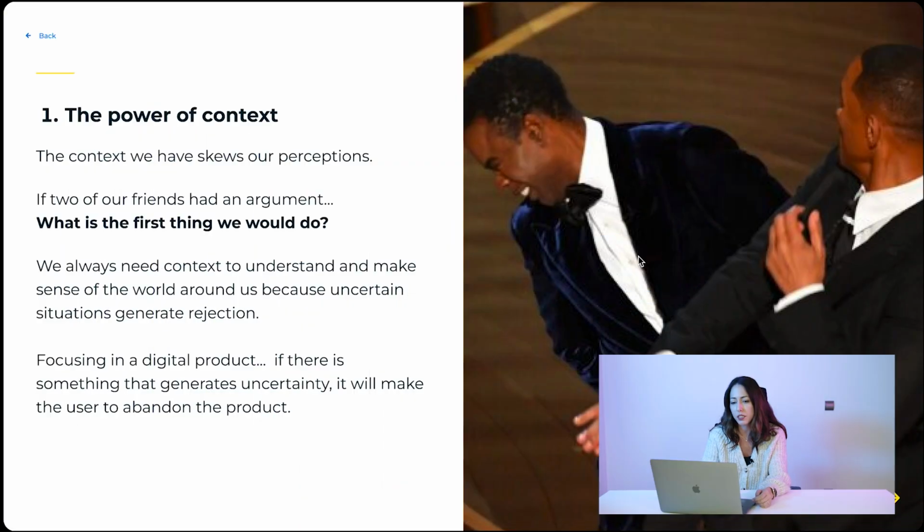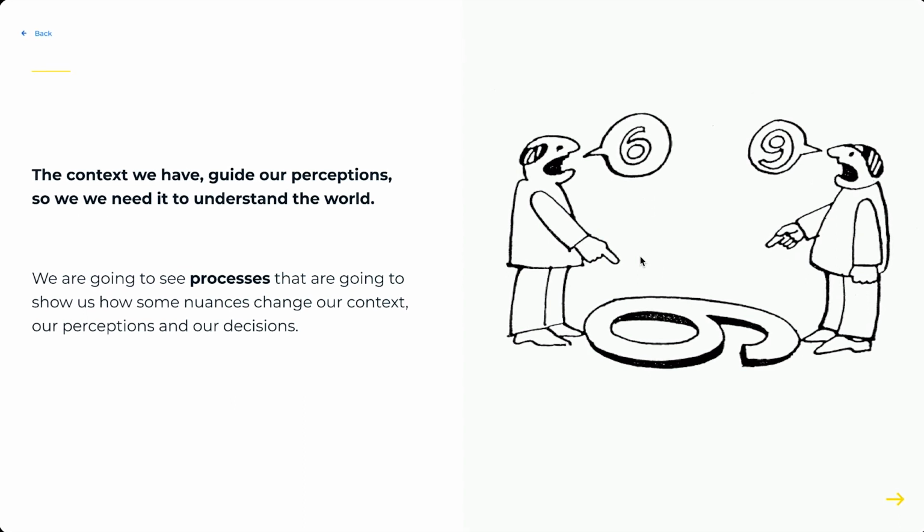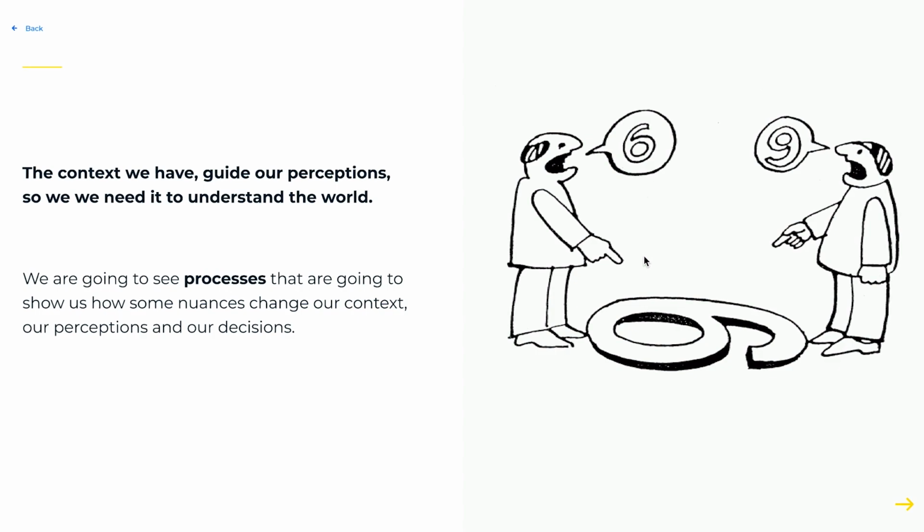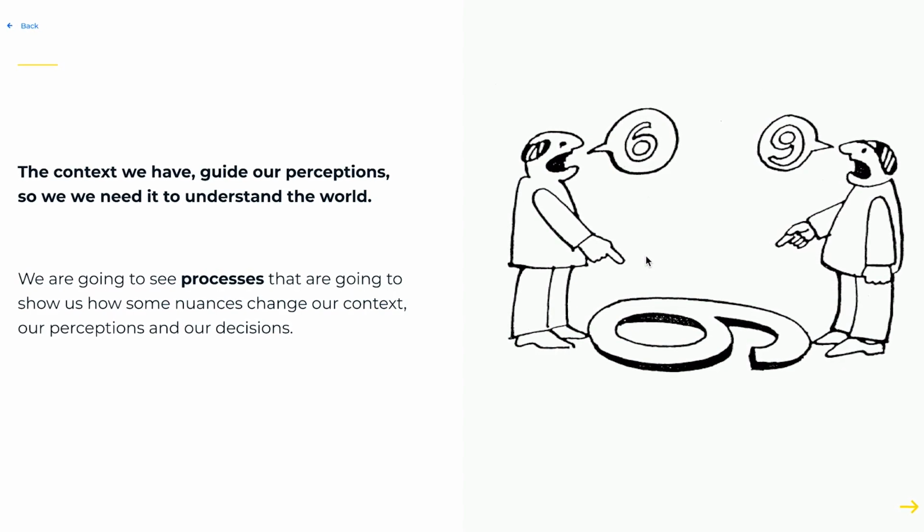We need that to make sense of the world around us, because uncertain situations generate rejection. And if we focus on a digital product, if there is something that we don't know and it generates uncertainty, it will make the user abandon the product. The context we have guides our perception, so we need to understand the world around us. We're going to see some processes that show how some nuances change our context and our decisions.